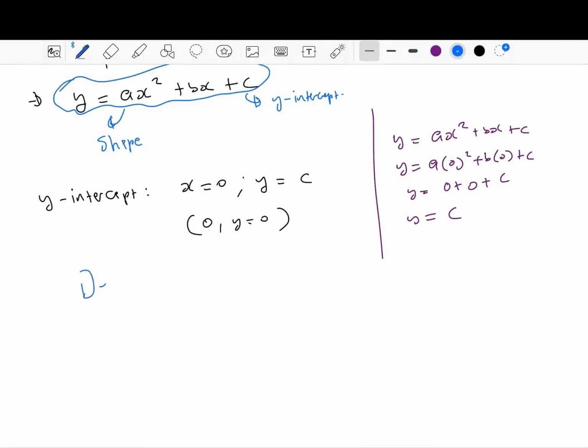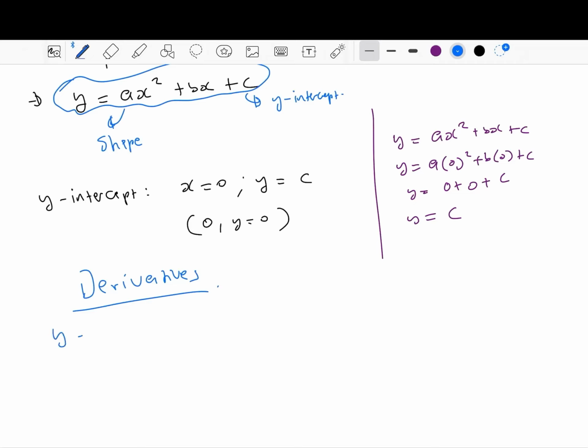I want us to talk about derivatives. Okay, so how derivatives and quadratic equations come together, I'll show you just now. So a derivative, what you need to know really with derivatives is this.